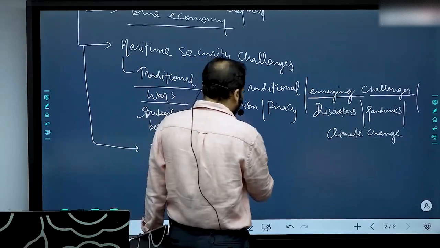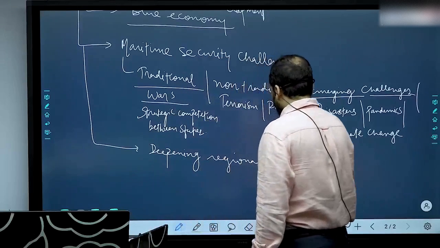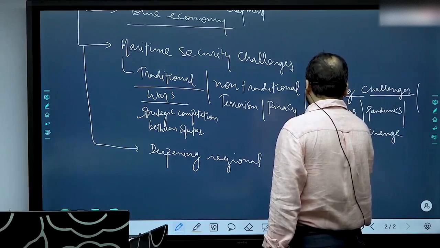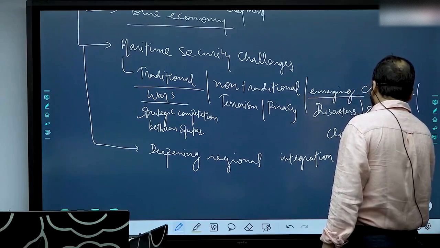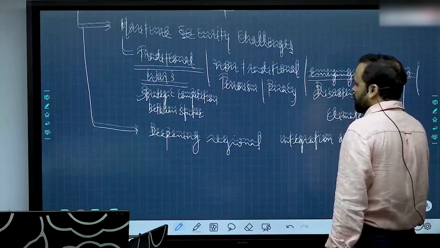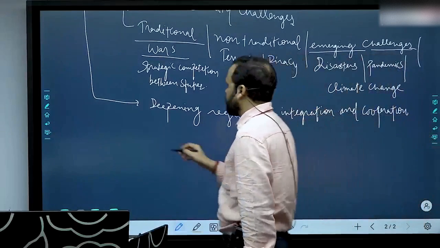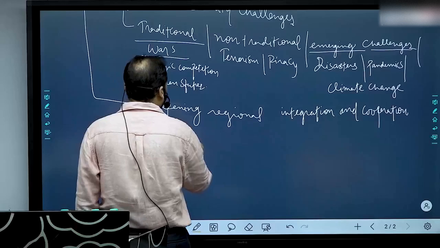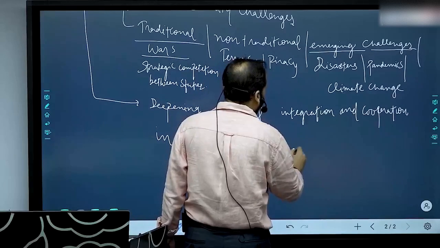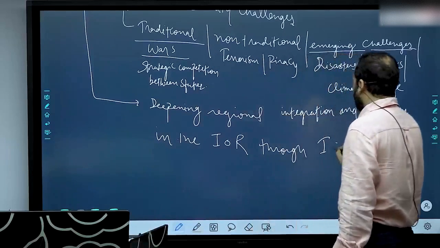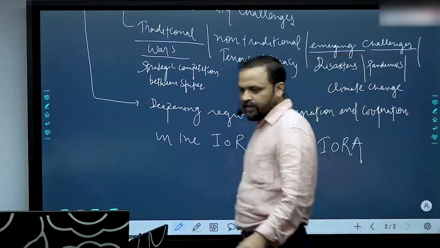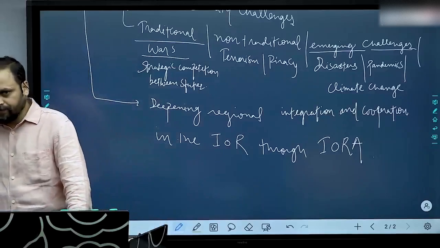And then ultimately it is also about deepening regional integration and cooperation. Regional integration meaning working through organizations, not only working with countries but also working through organizations. Deepening regional integration and cooperation in the IOR through strengthening of groupings like IORA, Indian Ocean Rim Association. So that is what India wants in the Indian Ocean region, right?